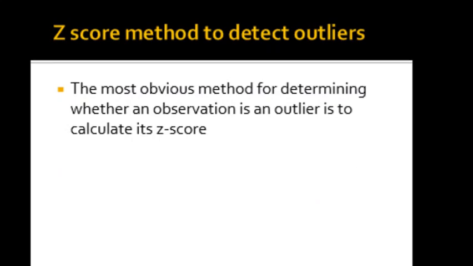Okay, now we want to figure out if there are any observations that are outliers in a data set. And the most commonly used method is the z-score method to detect outliers. So let's see how we can use the z-score to figure out if a particular observation is an outlier or not.